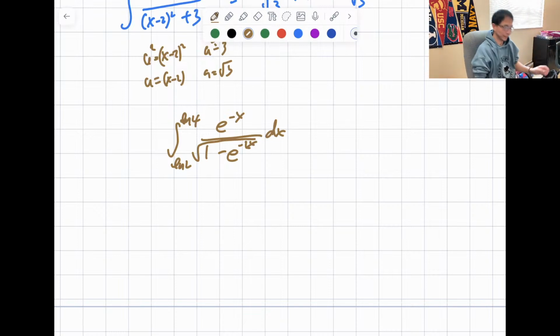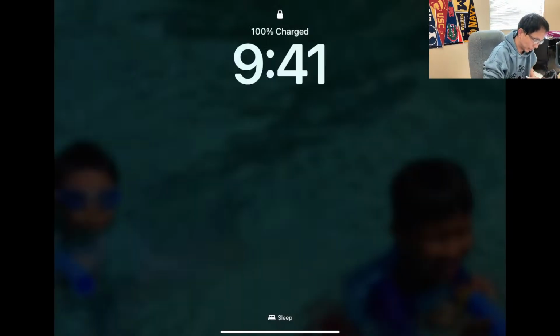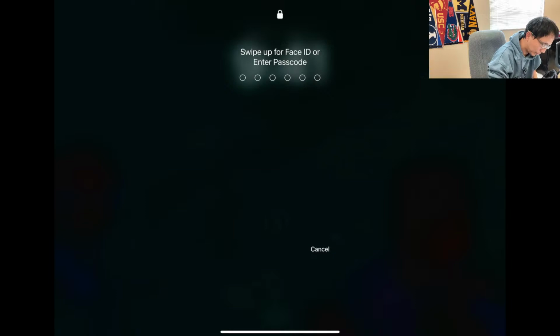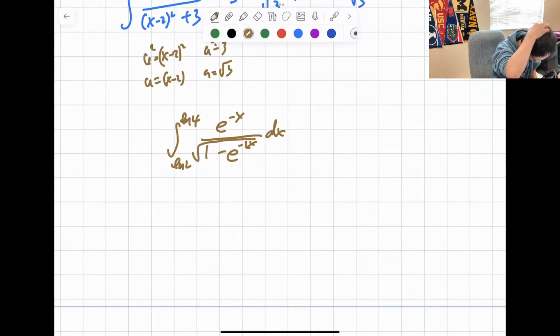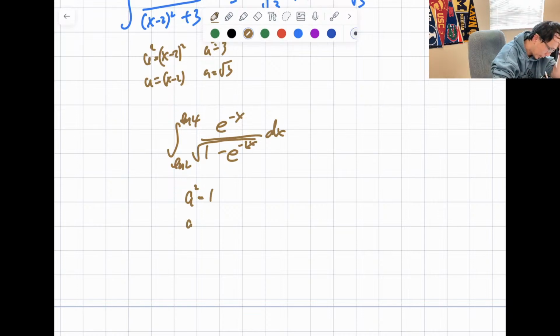Wait, I didn't know the negative x. Wait, hold on, my brain is... I don't know what's going on. A squared is equal to what? A is equal to what? What is u squared? e to the negative... and what is u? e to the negative x.